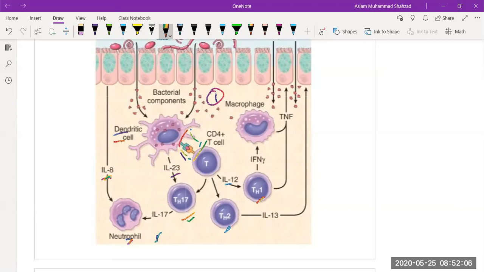Then you can see that the Th2 cells, with the help of interleukin 13, go back, and Th2 and Th1 are responsible for the production of tumor necrotic factors and interferon gamma to produce more macrophages. So you can see this is a cyclic mechanism.